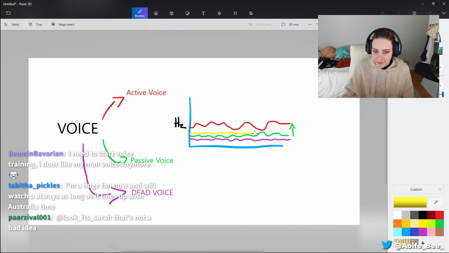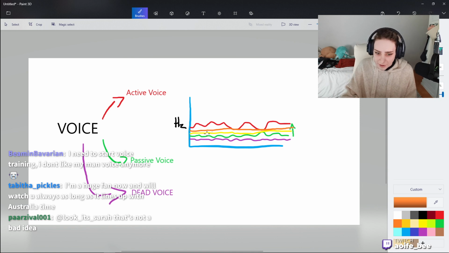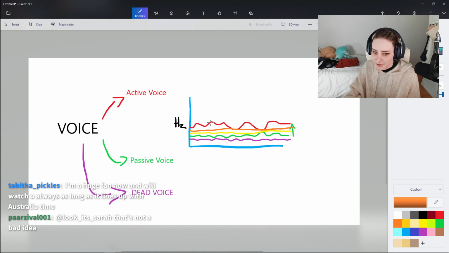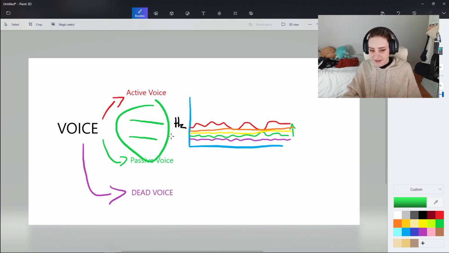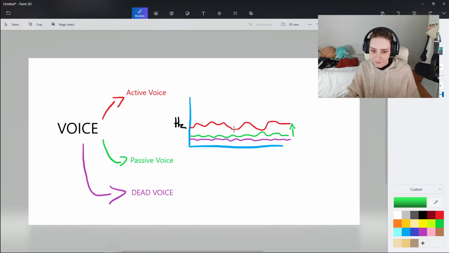However, the next step is to take this active voice from where it is here and get our new active voice up here. And then we take our active voice from there and get our passive voice here, and then here, and then here. And the end goal is that active voice equals passive voice. Anyway, rainbow. Okay, cool, neat.